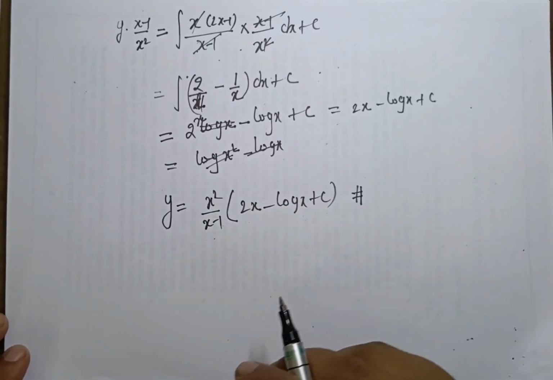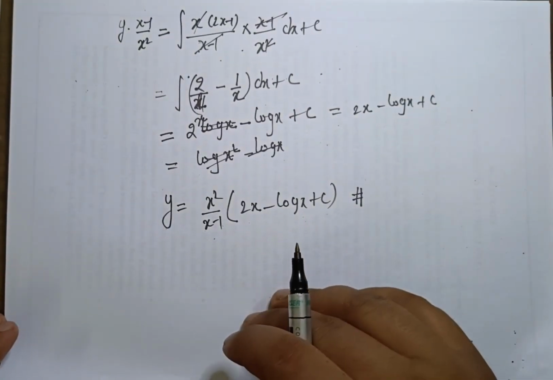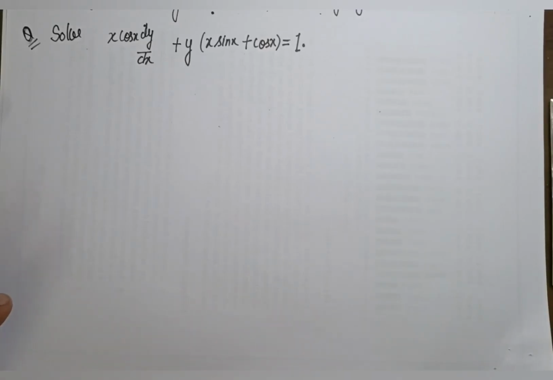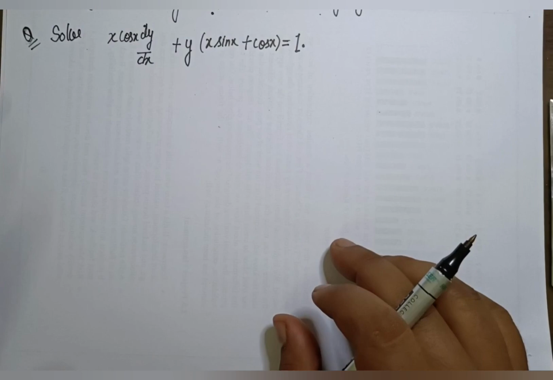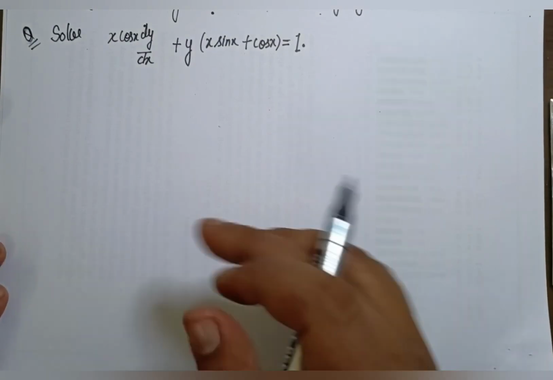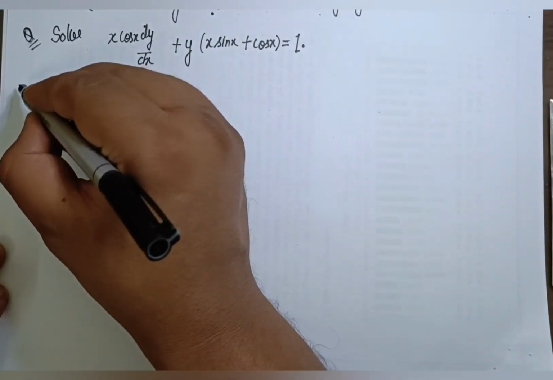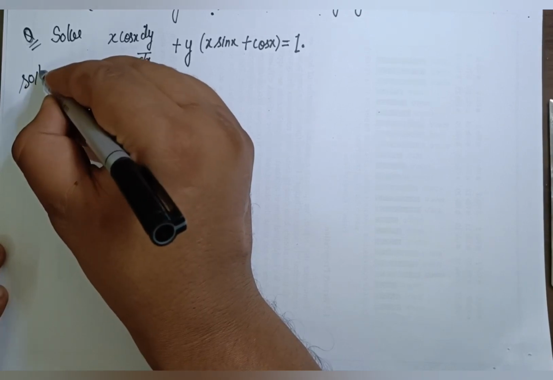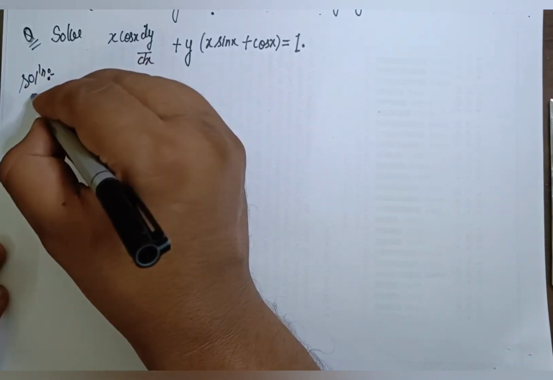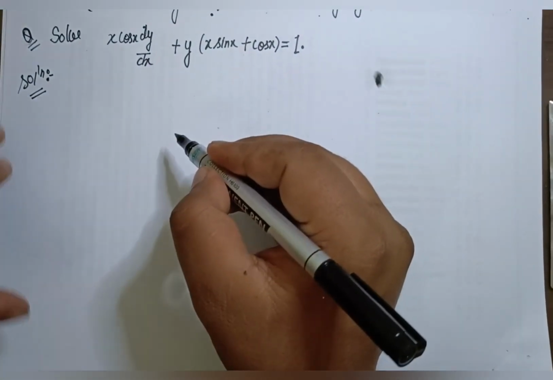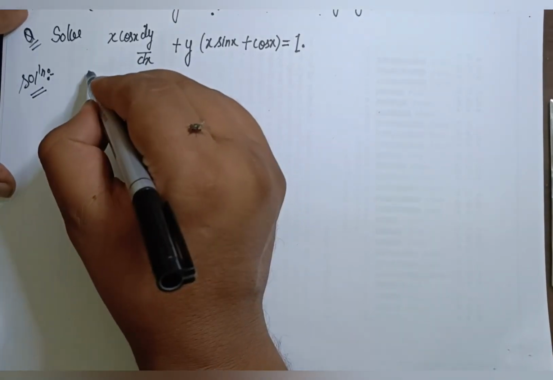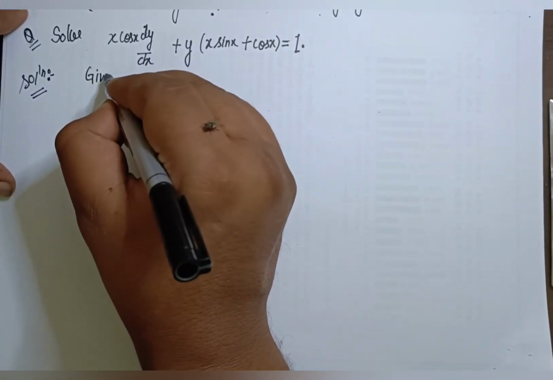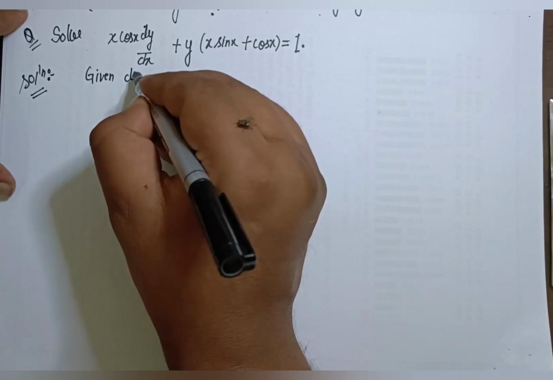So now, in support of this theory, we can consider another example also. To support the definition of the linear differential equation, we solve this question. And as I have told you, there are some simple steps which we have to perform here. First of all, we write the given differential equation.